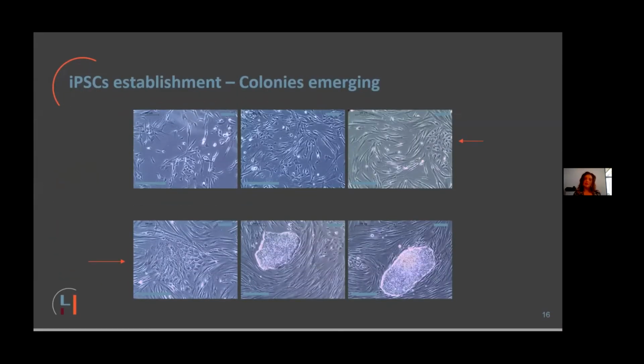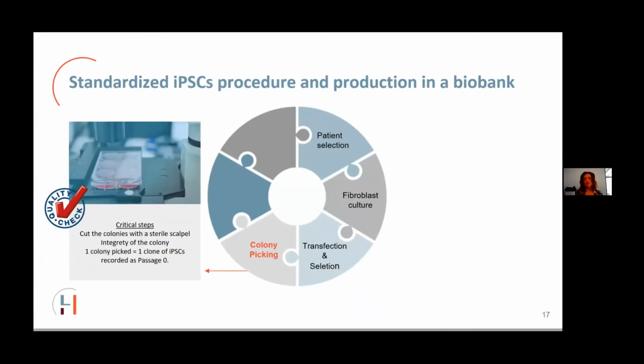You see that the cells start to group together to form a circle, to form then a colony. You can see the colony emerging just here. And then we can continue with the colony picking, which is also a critical step. We need to cut the colony with a sterile scalpel, and we need to keep the integrity of the colonies. This is important because if the colonies are destroyed, we won't have IPSCs that we will be able to expand. And one colony picked corresponds to one clone of IPSC, recorded as passage 0.